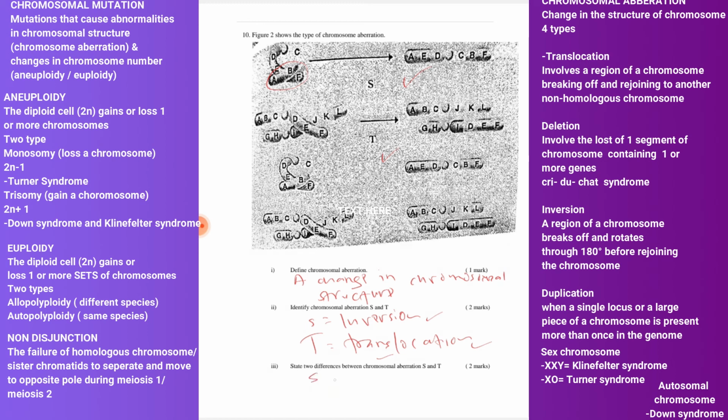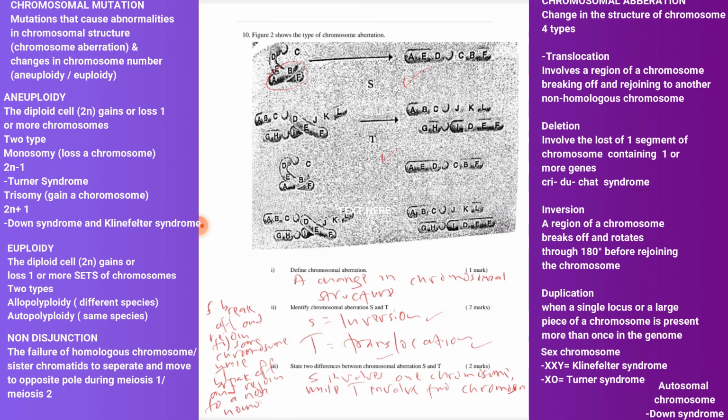S involves one chromosome, while T involves two chromosomes. S breaks off and reattaches to the same chromosome, while T breaks off and rejoins to a non-homologous chromosome. Those are the differences between inversion and translocation.